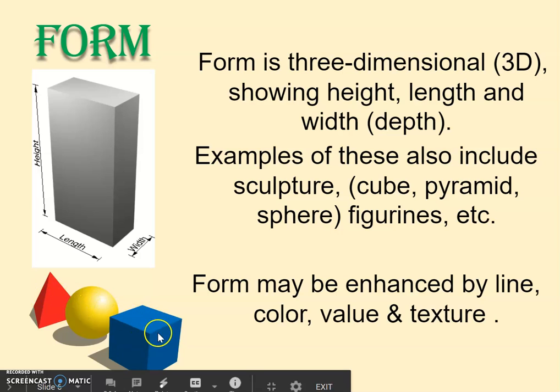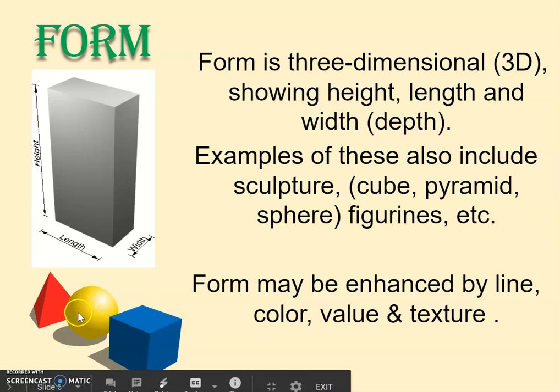So here we have a blue cube. This cube is created to look like a cube due to color and value. This top is a very light blue. We have a medium blue on the right side, and then we have a dark blue on the left side. This is creating the illusion of a form.